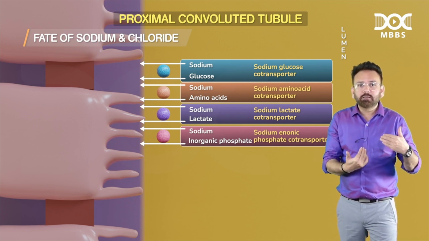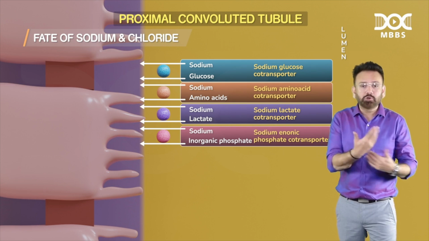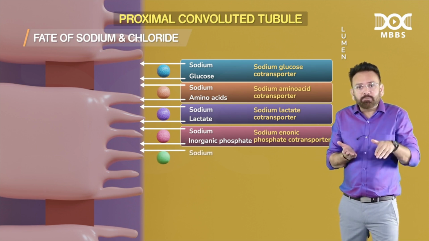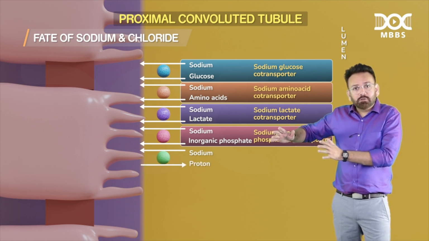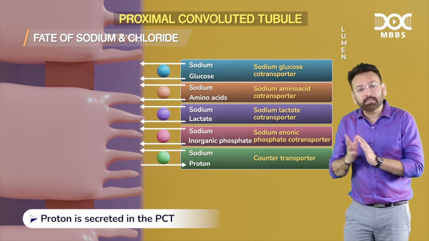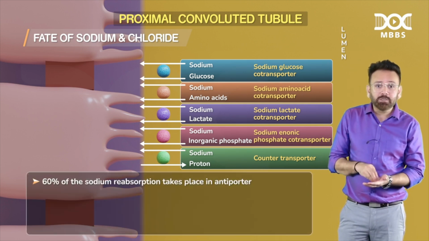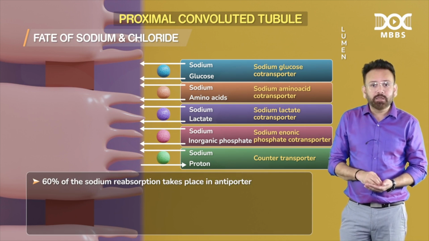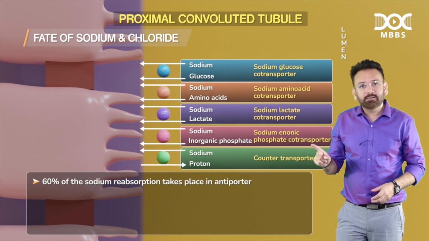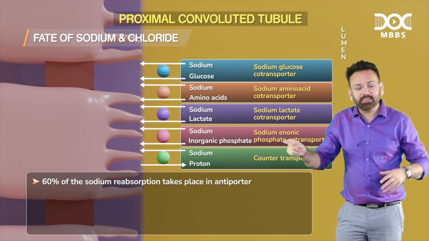It is called an exchanger or counter transporter, like the sodium proton exchanger. Sodium is coming in, but proton is going out. It is a counter transporter. So proton is secreted in the PCT, and 60% of sodium reabsorption is happening by this antiporter, the sodium proton exchanger, NHE. This is not your ex, it is exchanger.